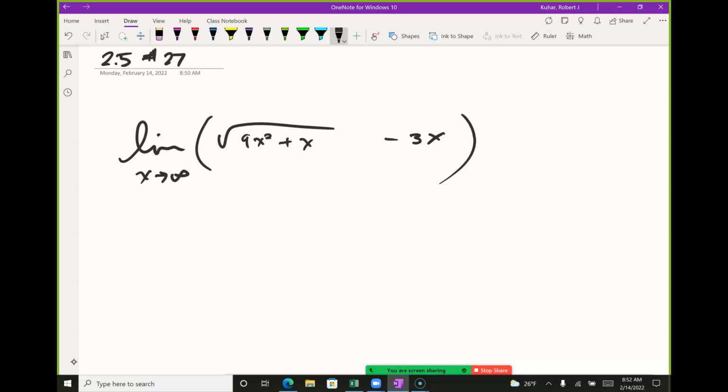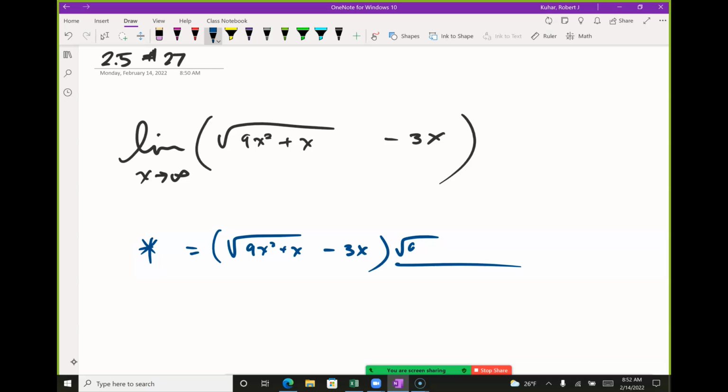But what's our thought here? I'm trying to do a limit and there's a radical, what's our thought? Nope. Begins with a C. Conjugate? Conjugate. So I'm going to work on this with a conjugate. So I've got the square root of 9x squared plus x minus 3x, all times the conjugate over itself. So I need the square root of 9x squared plus x plus 3x all over itself.